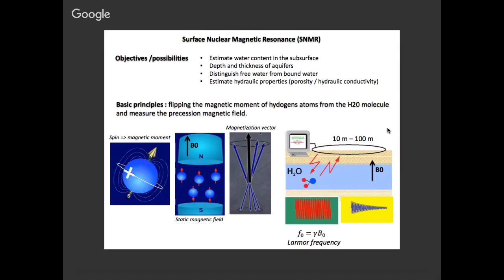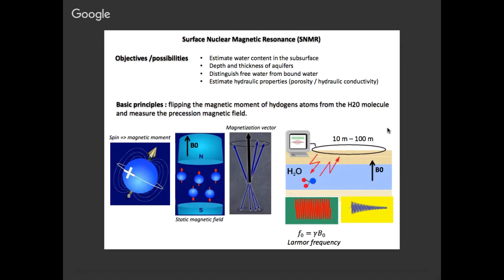It can help you also localize your water, so get the depth and the thickness of your aquifers. You can also distinguish free water from bound water, and also estimate hydraulic properties like porosity or hydraulic conductivity values. So it's pretty useful information. How does it work exactly?